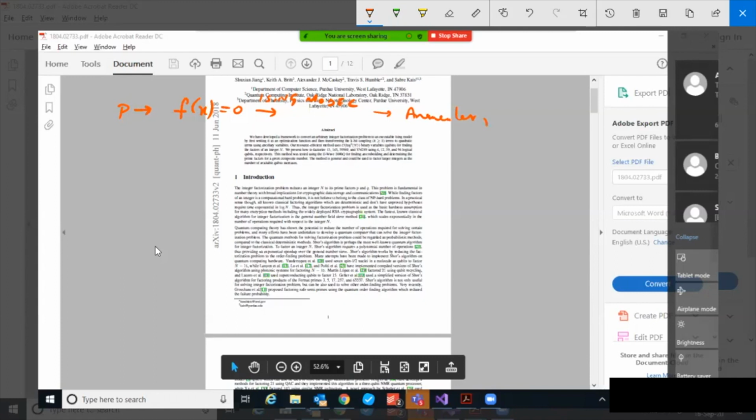So, the problem that we are trying to solve is prime factorization. How do we solve the prime factorization problem through the quantum annealer? What we are going to see is how to convert our prime factorization problem into an annealing problem.